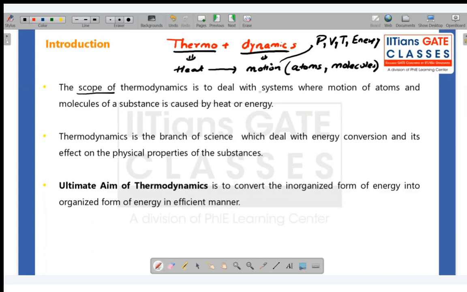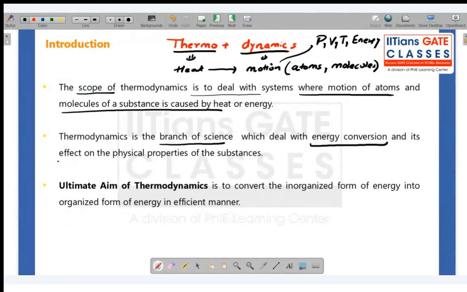So what is the scope of the study? To study where the motion of the atoms and molecules of a substance is caused by heat or energy. Here, it is a branch of science which deals with energy conversion and its effects on physical properties. What is the pressure? What is the temperature? These are all physical properties. So here we deal with how the energy is converting, and what effects it is causing on the properties of the substances. This is what we study in thermodynamics.